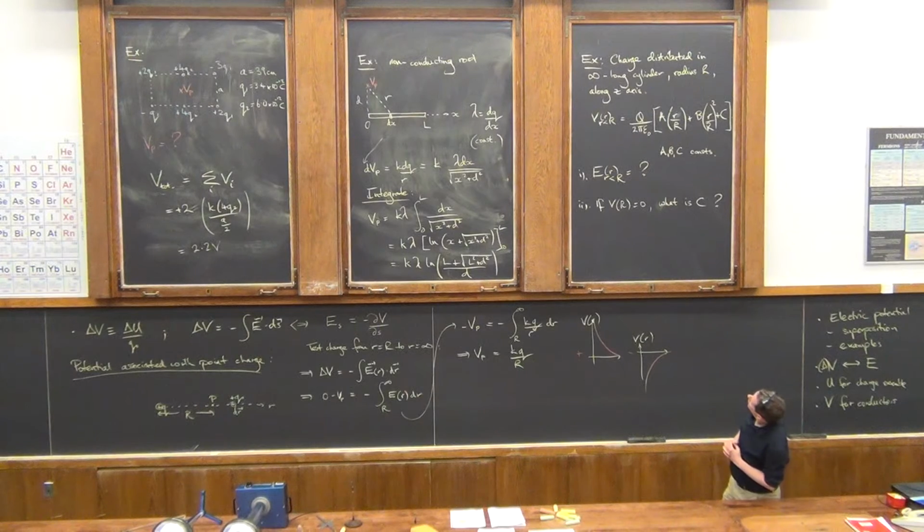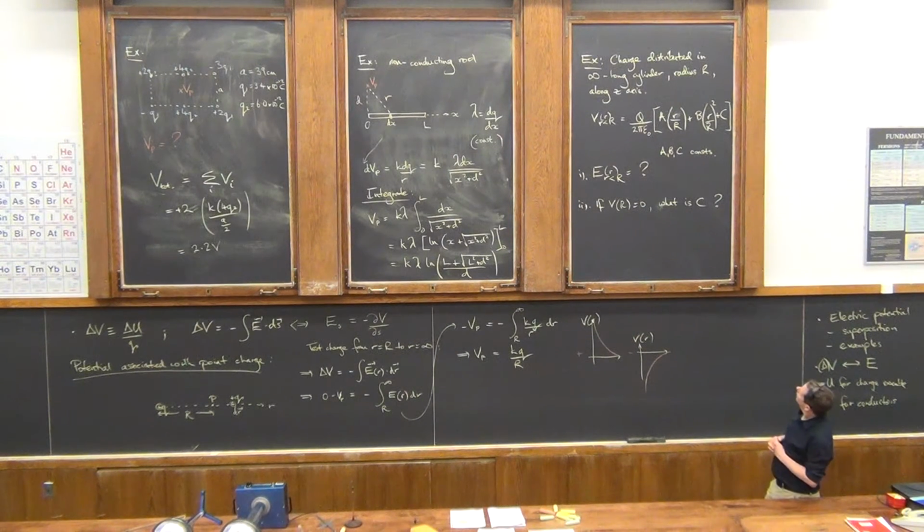I've got charge distributed in an infinitely long cylinder, radius big R. And it has an electric potential within the cylinder, so if little r is less than big R, that has that form. So a little bit complicated. But notice that it's only dependent on radial distance from the axis of the cylinder. There are three constants associated with this, big A, big B, and big C. And there are two questions here. What then would be an expression for the electric field as a function of radial distance?